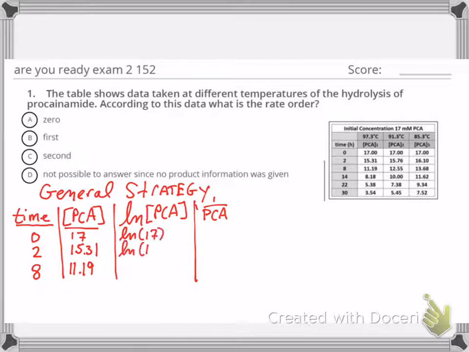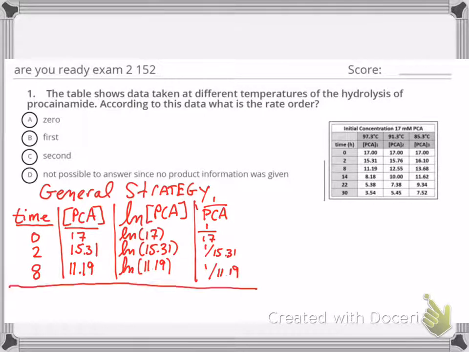the logarithm. So we can evaluate first order behavior, and we're going to do the reciprocal, which is going to evaluate second order behavior. So this sets up the problem to know that we have zero order, first order, or second order. The next thing we're going to do is calculate the rate constant going from 0 to 2 and the rate constant going from 2 to 8.